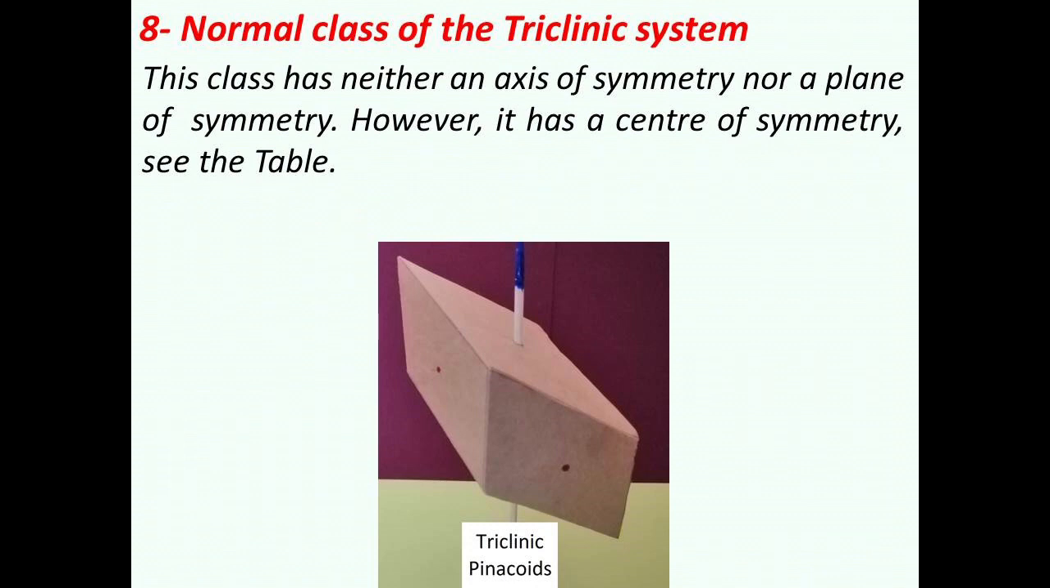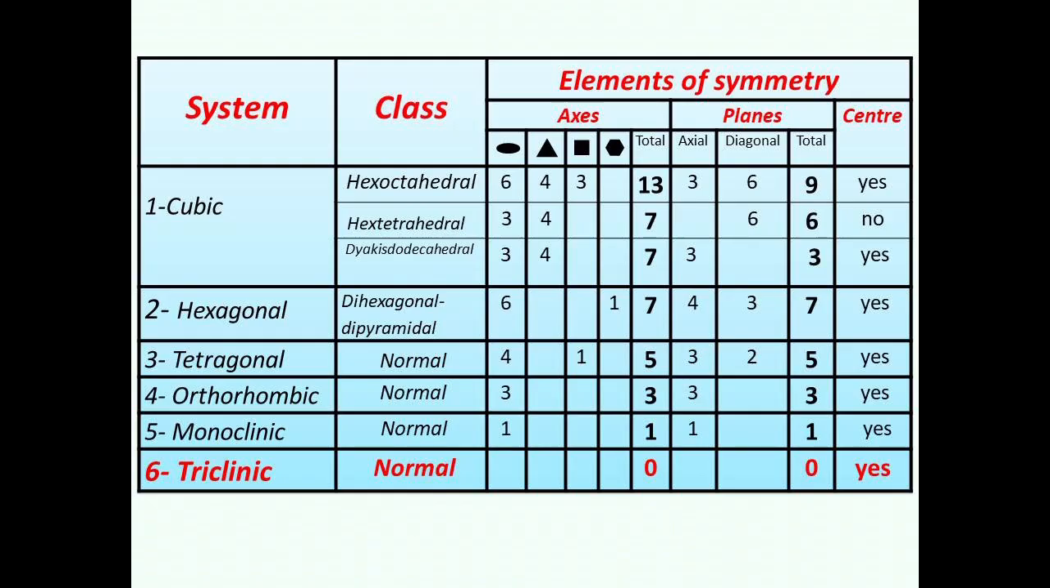8. Normal class of the triclinic system. This class has neither an axis of symmetry nor a plane of symmetry. However, it has a center of symmetry.